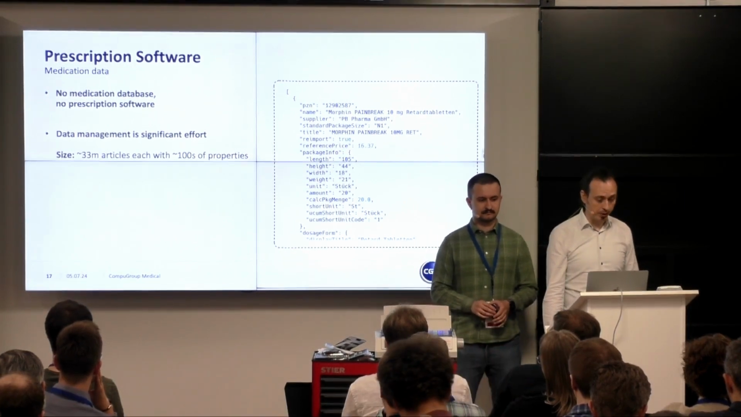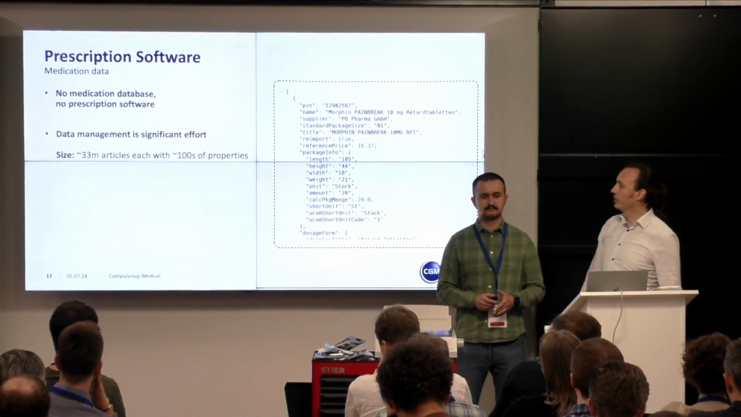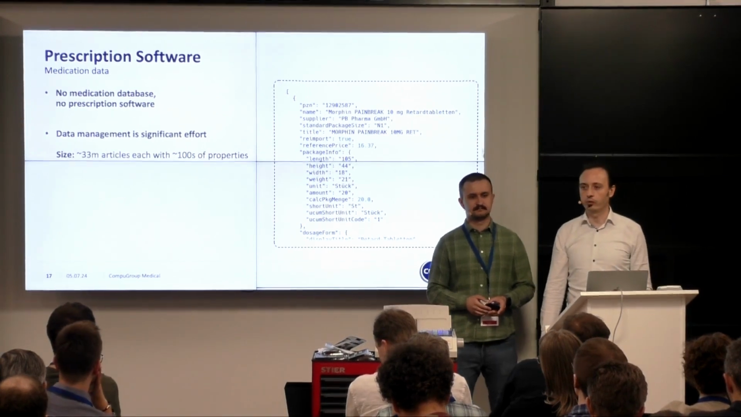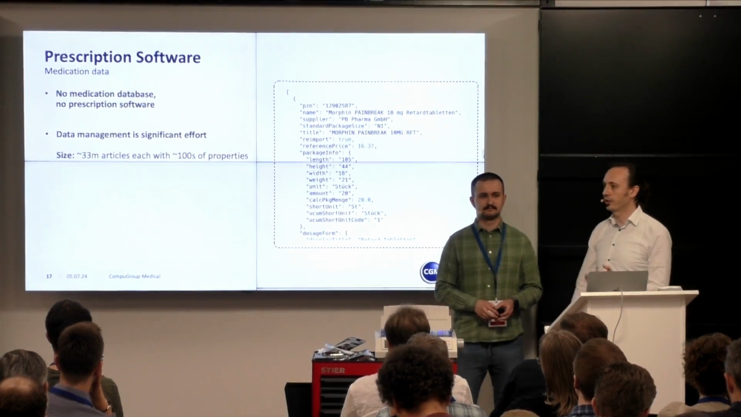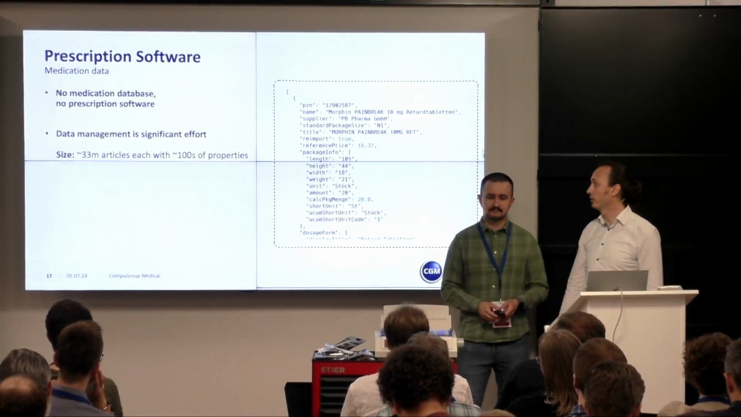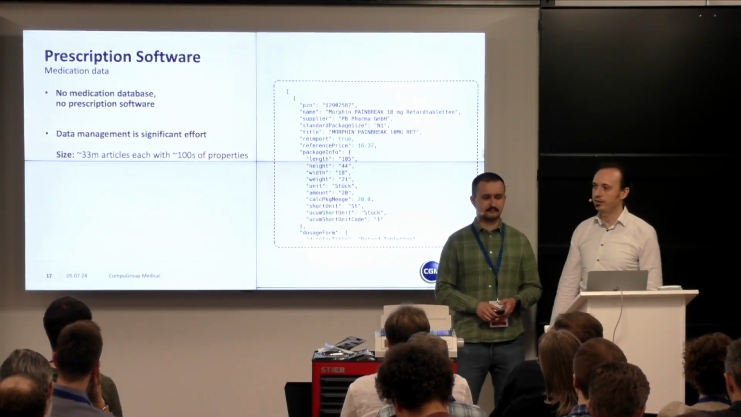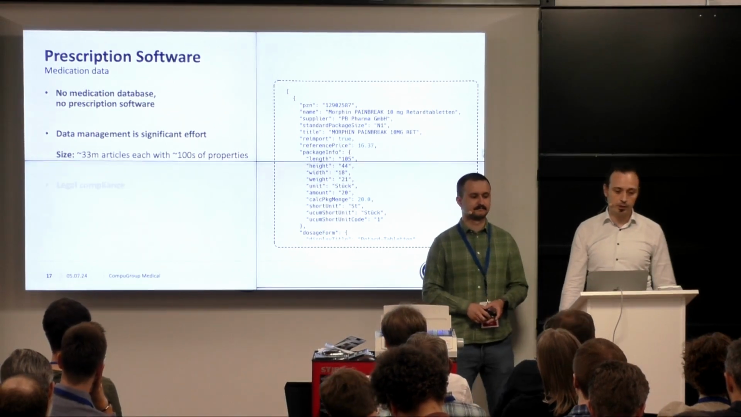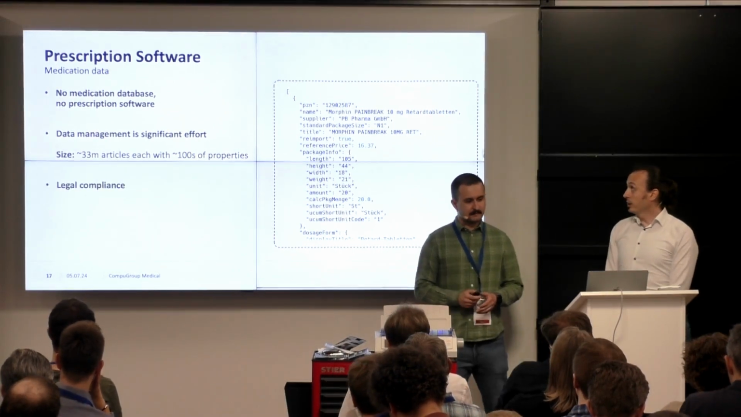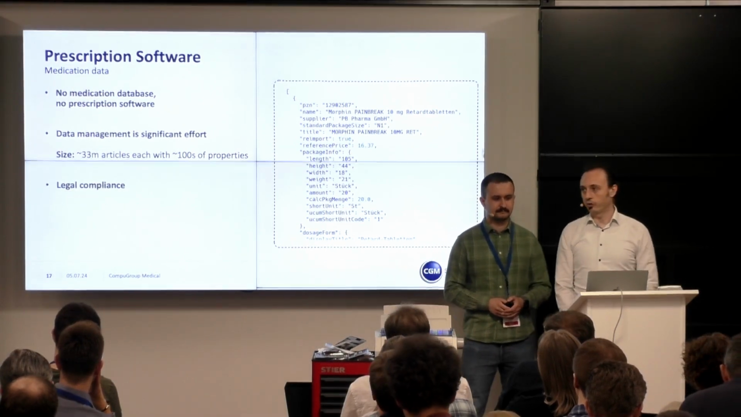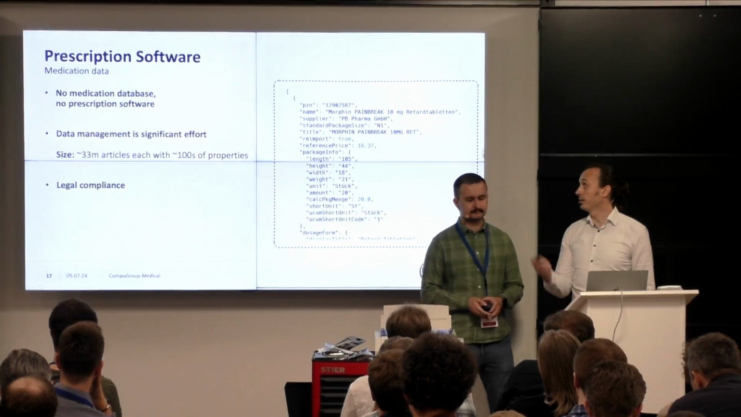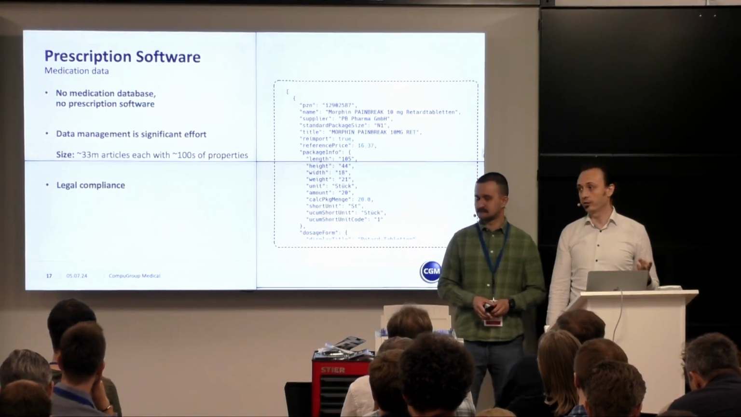33 million articles does not mean that there are 33 million different drugs on the German market. So things like aspirin show up hundreds of times with different producers and different package sizes and different dosages and so on. And this kind of medication database also has legal compliance, right? For example, KBB mandates that this database must be at most 2 weeks old.